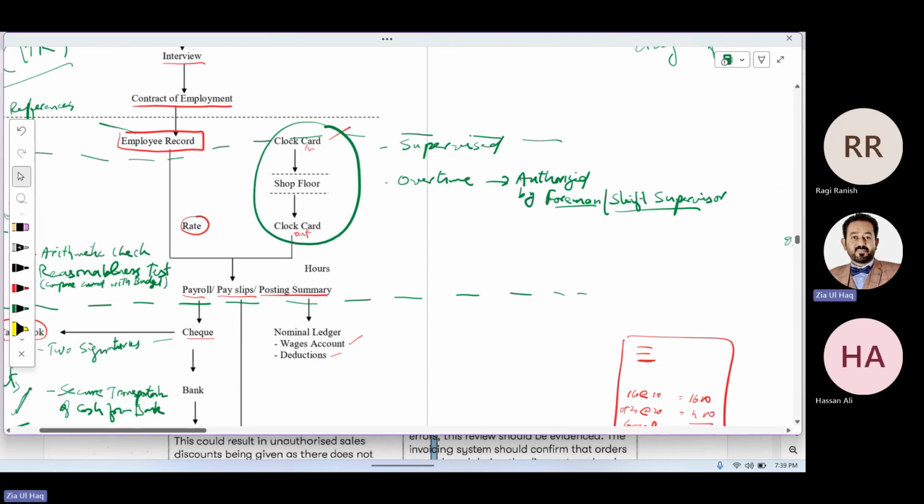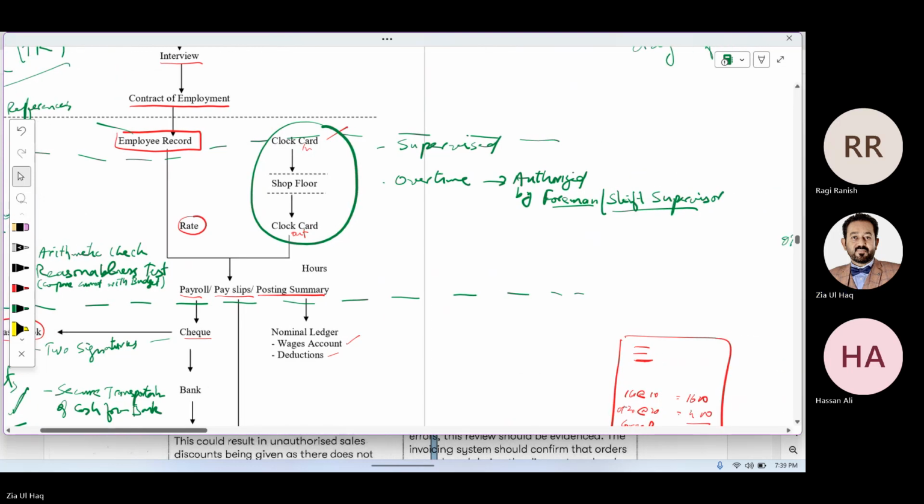How can we check overtime is authorized by the foreman? Evidence will be sought by inspection of document. Overtime is authorized by the foreman, whether he is writing on a sheet or on employee cards. If he is writing on a sheet, we will inspect that sheet. If he is writing on clock cards that are inserted into the machine, then we can inspect those clock cards. Overtime signs are there for the foreman.